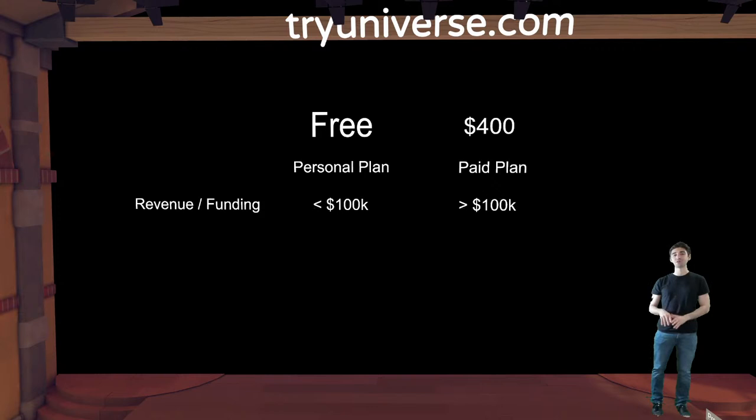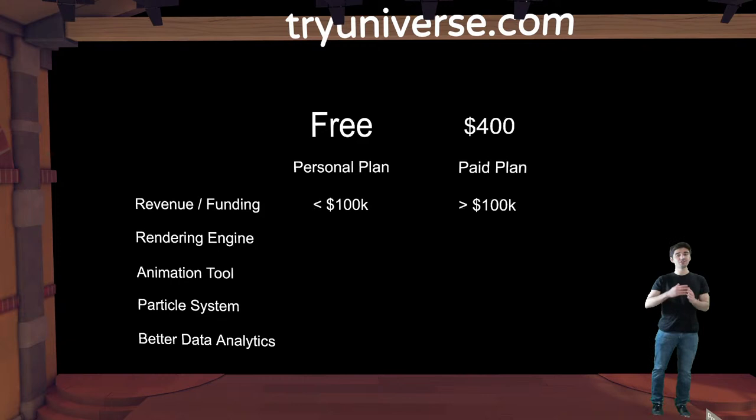And there's no difference really in the feature set you get with a personal plan, which is free, versus the paid plan. There's no difference in the rendering engine, there's no difference in the animation tools and the particle system. The basic engine is the same across these plans. Now, what you do get with the pro plan is better data analytics for your application, so you can see and monitor things like frame rate across your different users. But again, if you don't have an app that's widely distributed to a user base, it doesn't make sense paying $400 per year in order to get that.